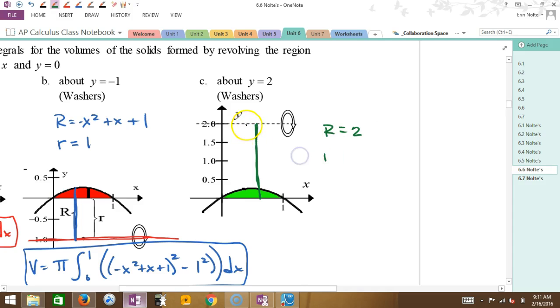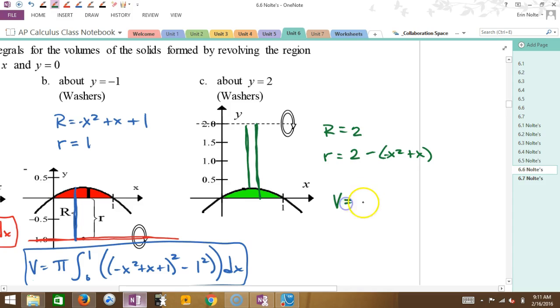The little r is going to be the distance between the y equals 2 line and the parabola. So what is my little r going to be? 2 minus. Very good. So does everybody see how it's 2 minus that equation? Because you have a distance of 2 and you're going to subtract out the height of the parabola. Everybody's good with that? Perfect.